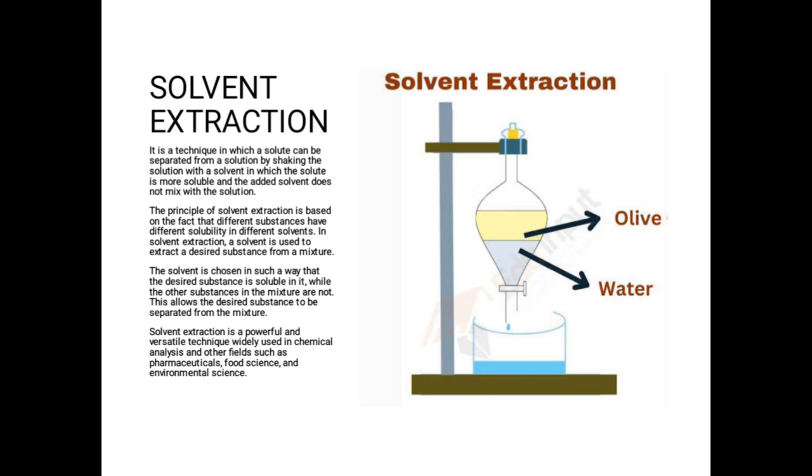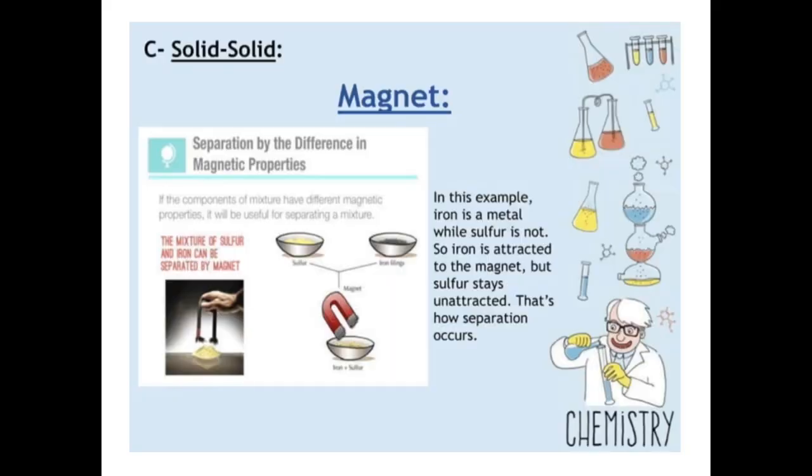Solvent extraction is widely applicable in chemical analysis and other fields such as pharmaceuticals, food science, and environmental science. So let's look at solid heterogeneous mixtures. When you want to separate two solids that are heterogeneous, the first method here is magnetic separation. Magnetic separation is used to separate magnetic substance from non-magnetic substance.